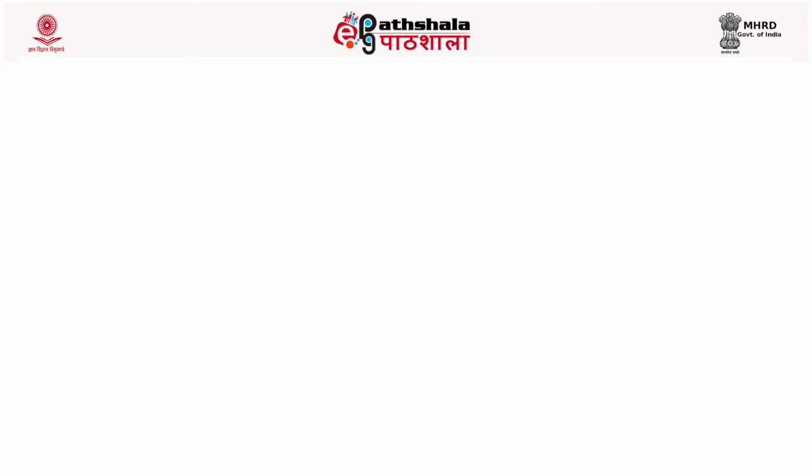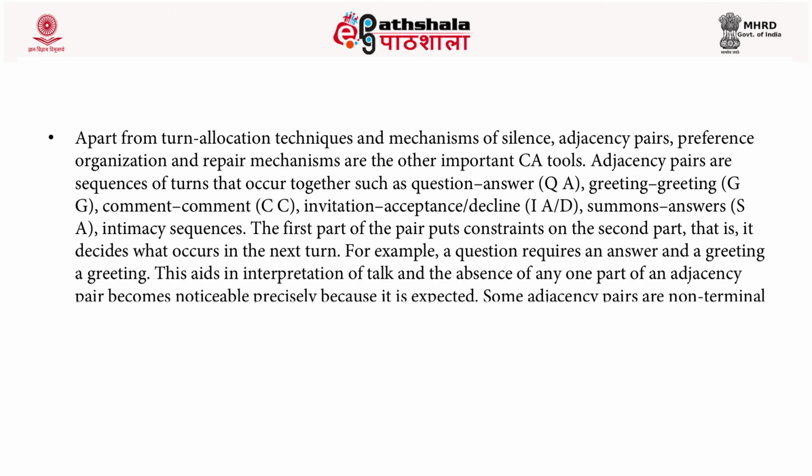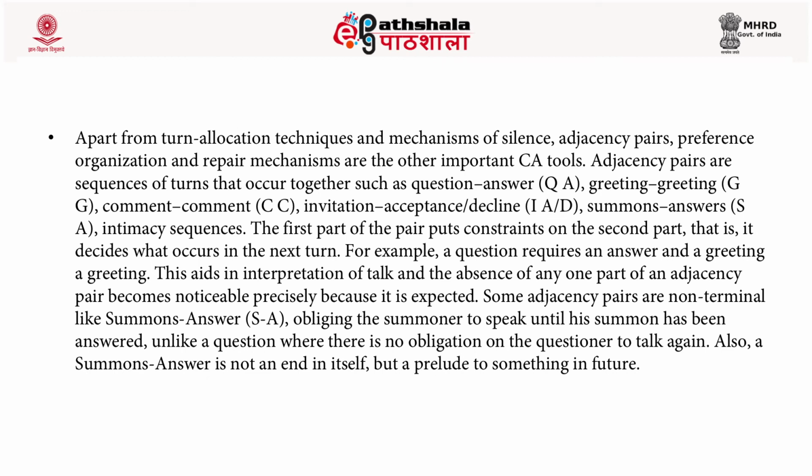Apart from turn allocation techniques and mechanisms of silence, adjacency pairs, preference organization, and repair mechanisms are the other important CA tools. Adjacency pairs are sequences of turns that occur together, such as question answer, greeting greeting, comment comment, invitation acceptance, invitation decline, summons answers, and intimacy sequences. For example, the following is a question answer sequence. "What time is it?" "It's 5 o'clock." Another one includes greeting someone, good morning or good afternoon, and being greeted in turn.